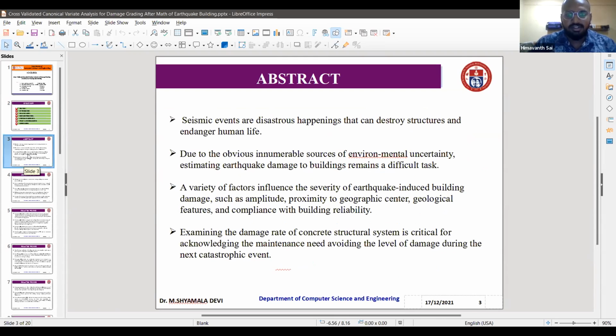Since we all know seismic events happen and destroy structures, which is very dangerous to human life. Due to the innumerable sources of environmental uncertainty, estimating earthquake damage to buildings remains a very difficult task because it does not include just a single factor. It includes multiple factors such as amplitude, proximity of geographic center, compliance, and building reliability. Examining the damage rate of concrete structural systems is critical for maintenance needs and avoiding the level of damage during the next catastrophic event.